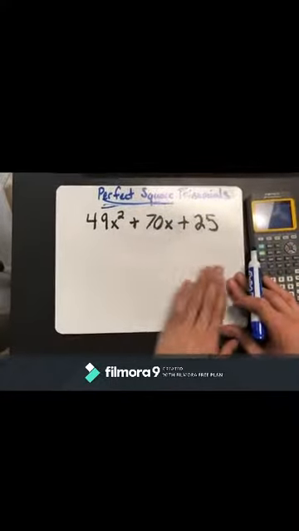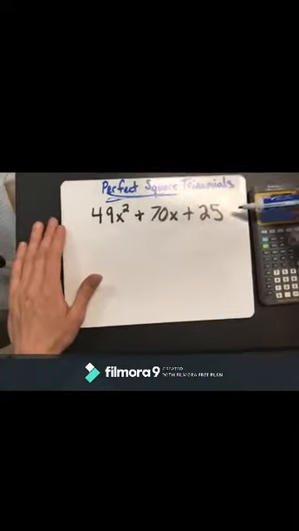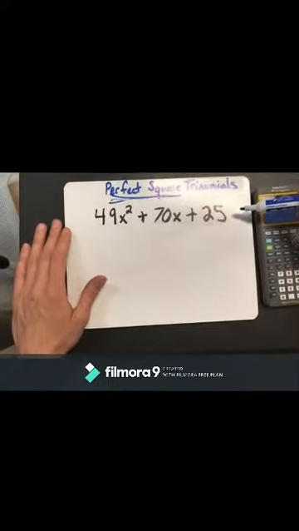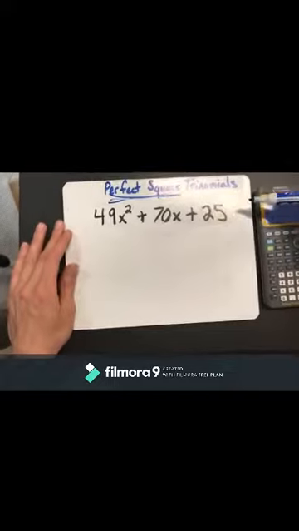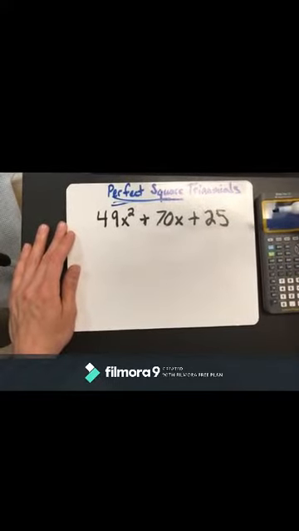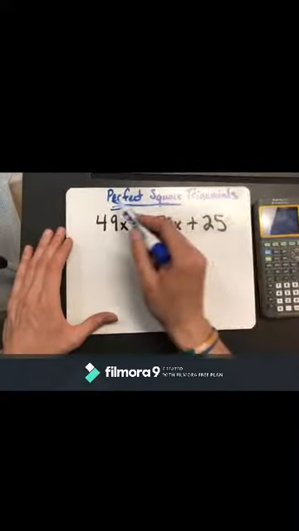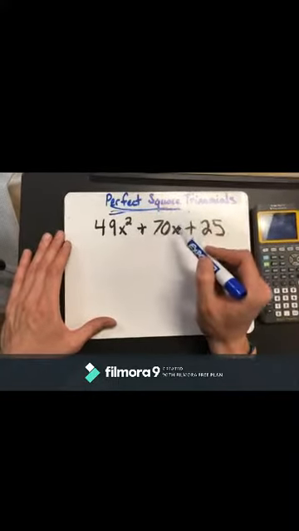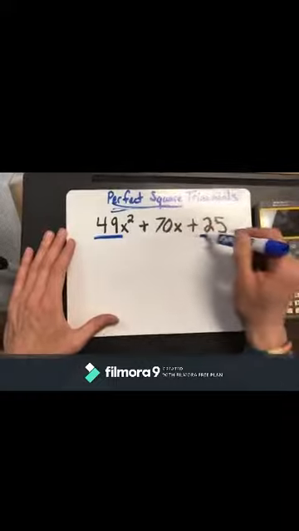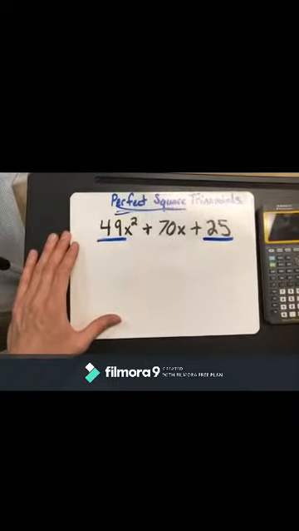So there's a special trick. I like to call these the celebrity trinomials because once you recognize a perfect square trinomial, there's a quick trick to factoring them. The first thing you need to do to check to see if we have a perfect square trinomial is to make sure that the first term and the last term are perfect squares.